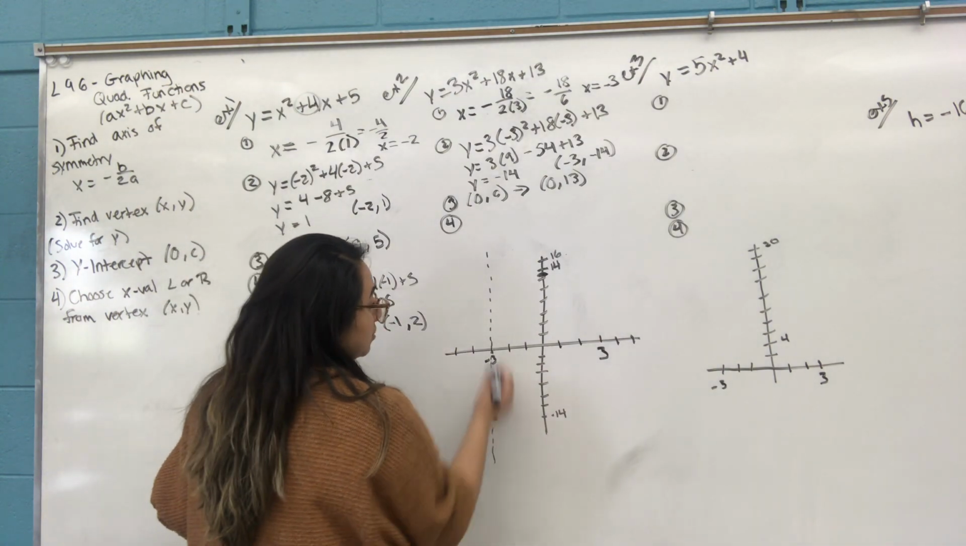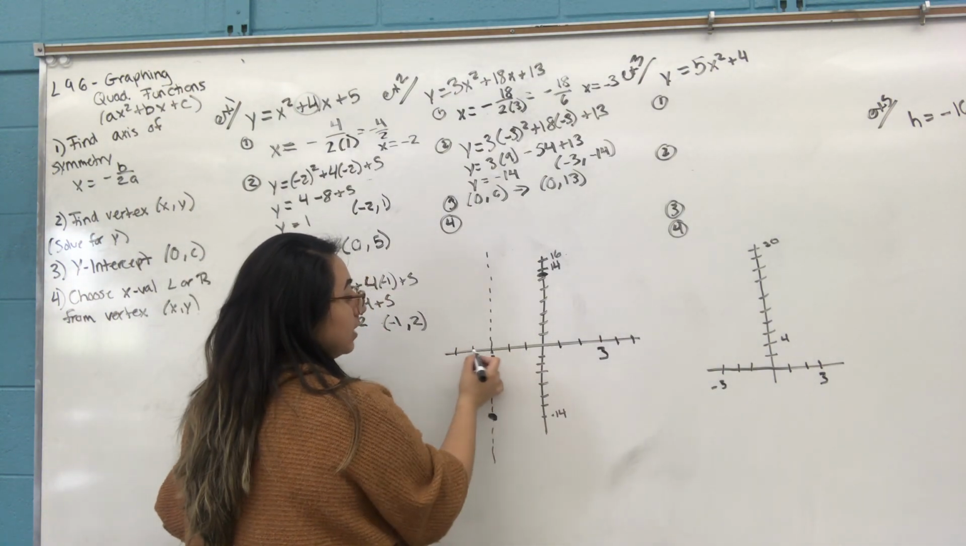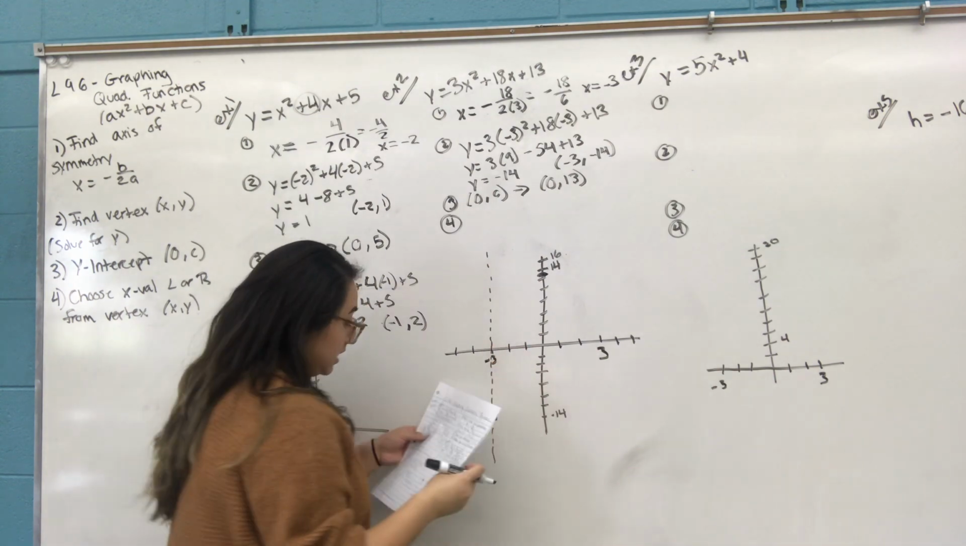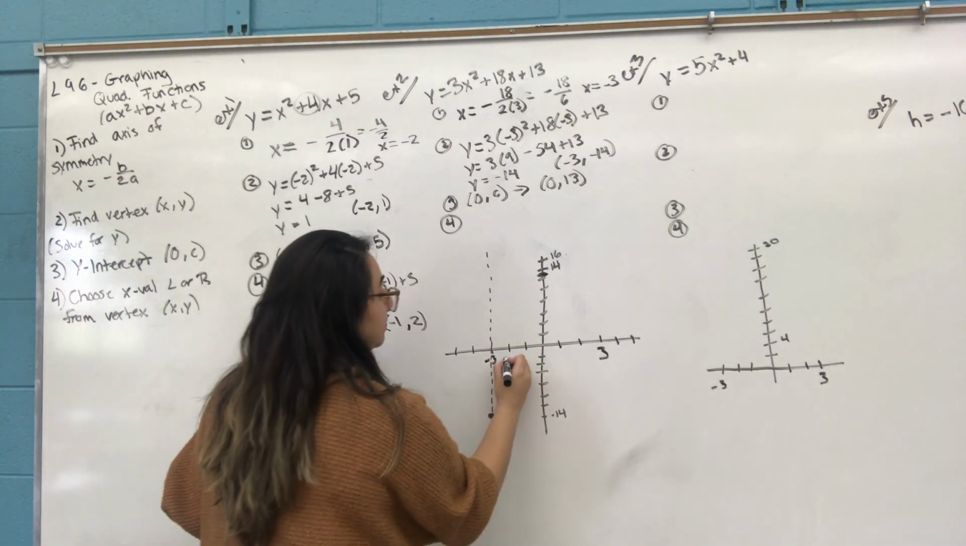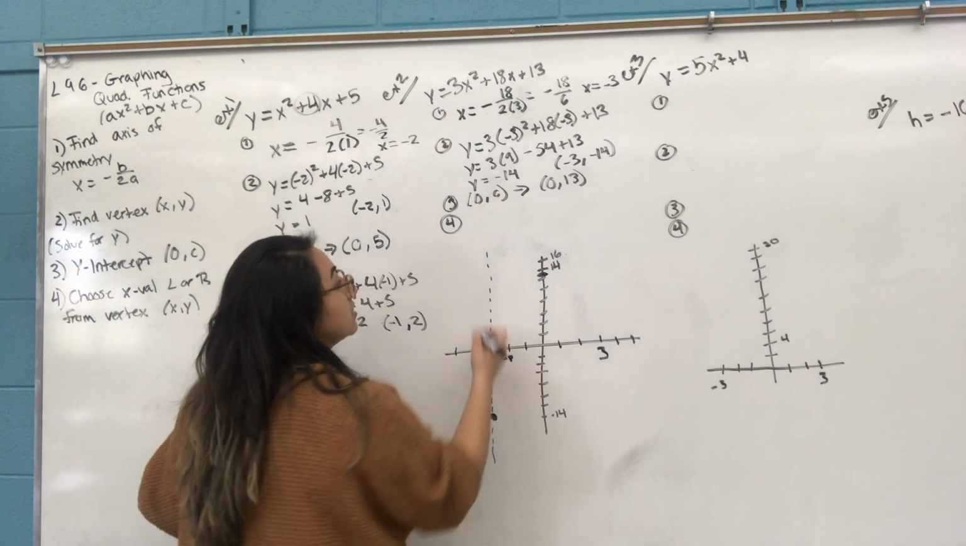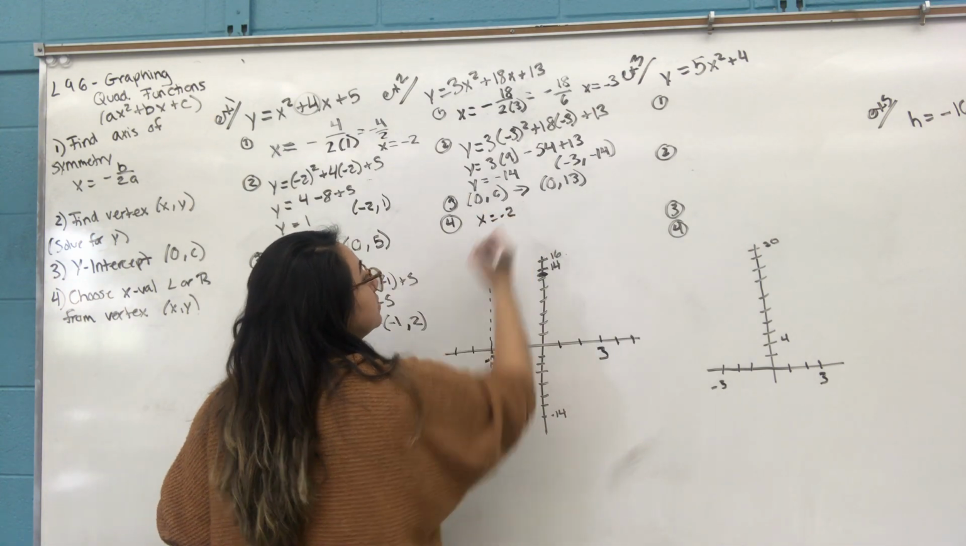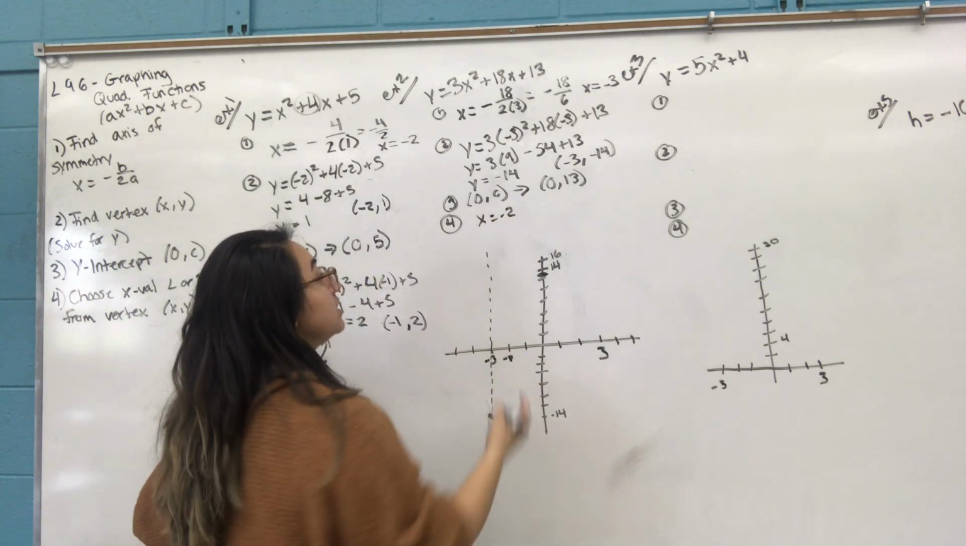I choose a number, so this is my line. I'm choosing a number 1 to the left or 1 to the right of it. And the one I chose is -2. So I chose 1 to the right of it. So then I'm going to have x being equal to -2. I'm going to go ahead and solve for that.